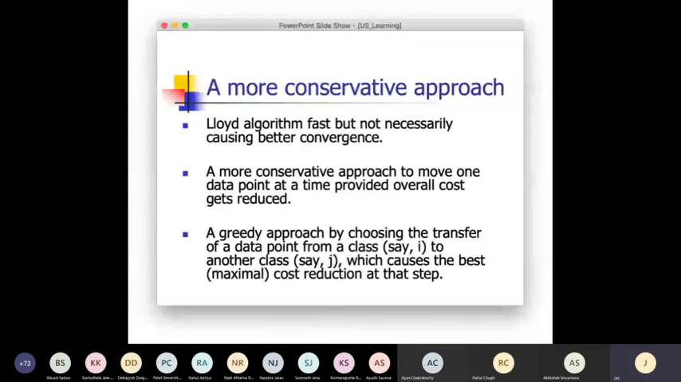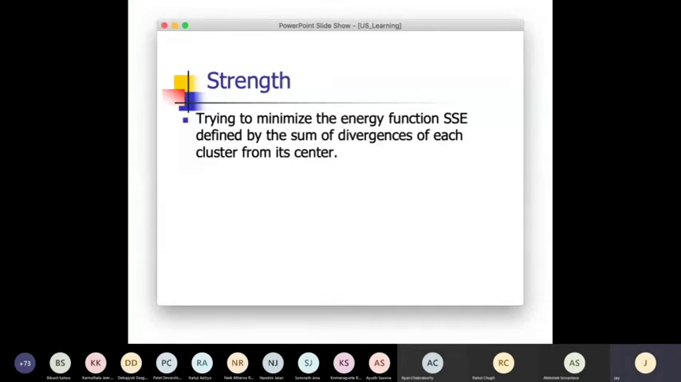Provided the overall cost gets reduced. That is the criterion. And you can use a greedy approach by choosing the transfer of a data point from one class to another class which causes the best cost reduction, because there will be multiple options. You have so many data points, and many of them would require being moved because of the change of centers, the updating of centers. But no, you should consider only that movement which will have the best reduction in terms of your objective function. So what is the strength of this algorithm?